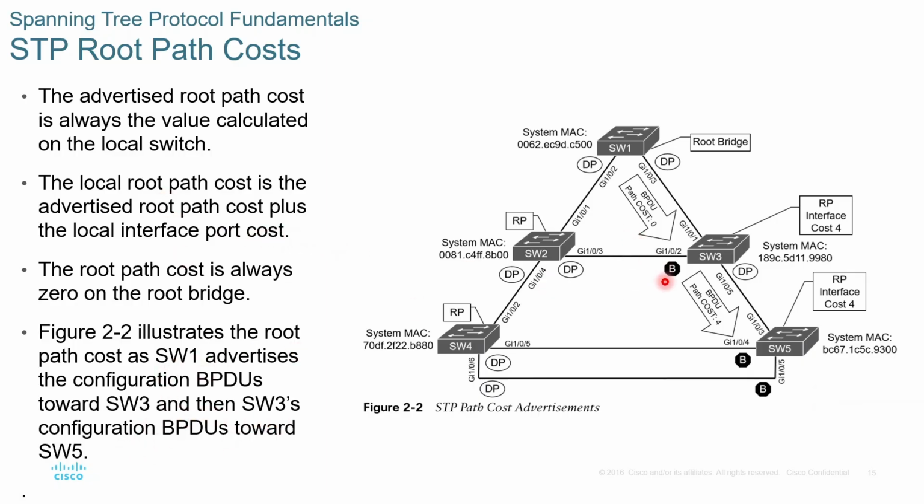It's just to understand that okay, this is how it's calculated. The first hop isn't calculated. The second hop has the path cost of 4. And yeah, that will be how its path costs are calculated. The advertised root path cost is always the value calculated on the local switch.